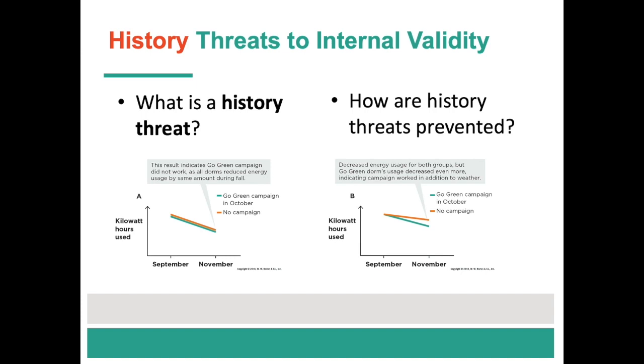But if both the treatment and control group are both at the same campus, and something happens like that, then the two groups can actually still help us distinguish, because both groups would be affected roughly equally by that event.